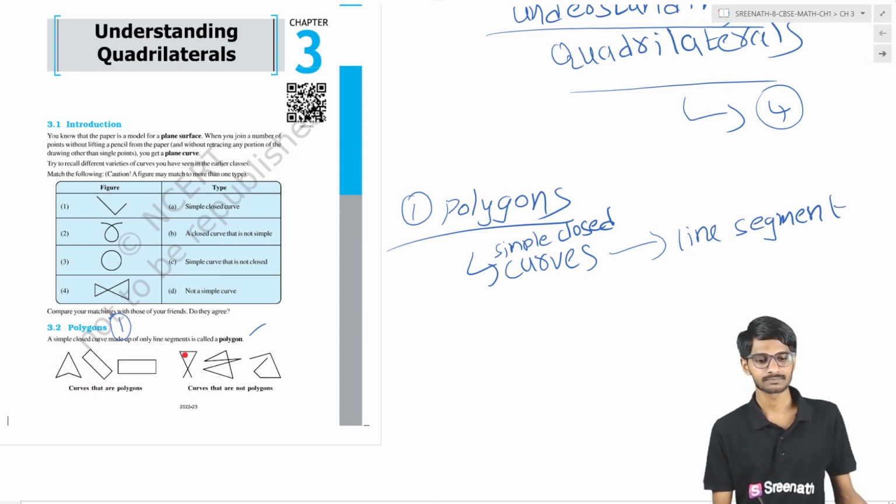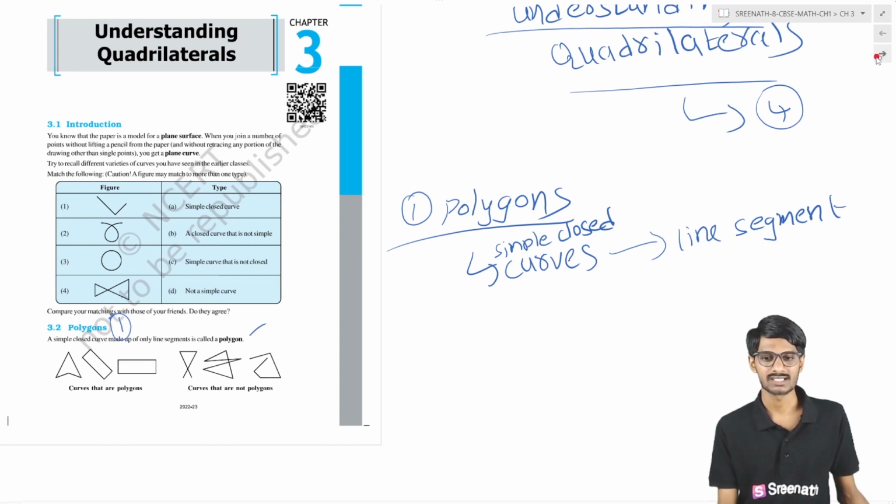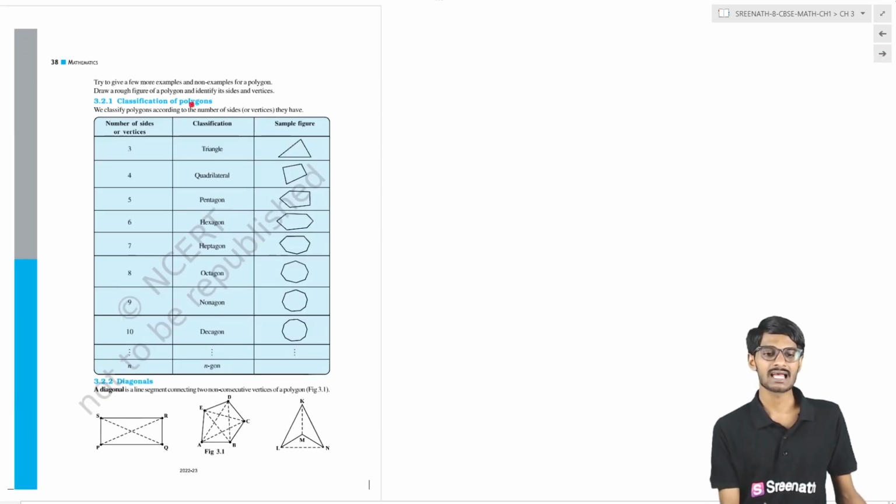Basically, if you see here, these are closed curves, but this is not closed, and this is also not closed, and these are not simple closed curves. Even though they are made with line segments, they are not simple closed curves. That's the reason these are not polygons, students. So now you understand what polygons are: simple closed curves that are made by using line segments. We call them polygons, students. So, what is the classification of polygons?